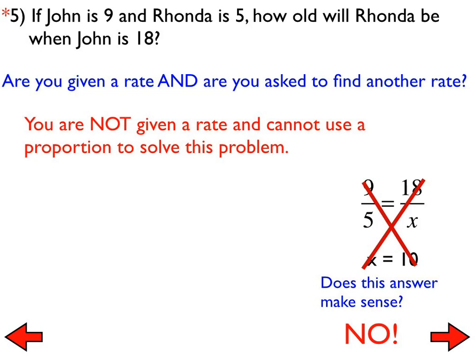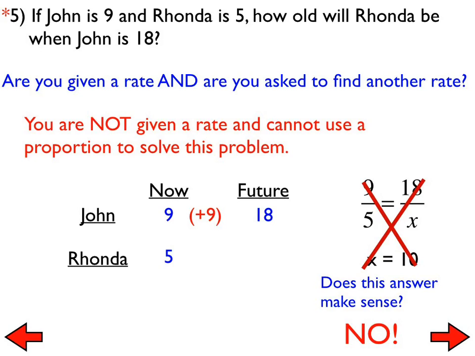We already know it shouldn't work because we're not given a rate anyway, but if I figure this out, right now John is 9, and right now Rhonda is 5. Well, it says, how old will Rhonda be when John is 18? So if John is 18, that means in 9 years he will be 18. Well, in 9 years, how old will Rhonda be? 14. That answer of 10 makes absolutely no sense whatsoever. So we have to think about what we're doing.